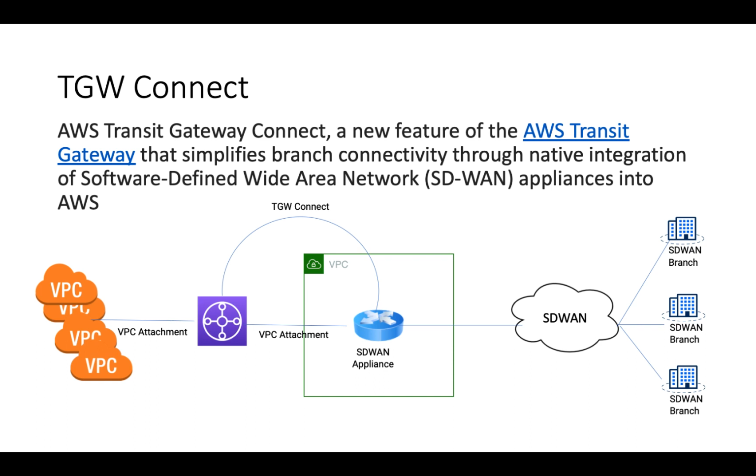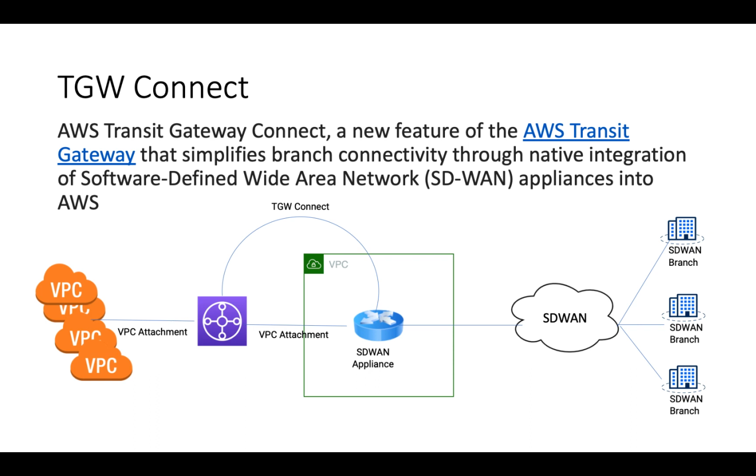What you see on the left hand side is a bunch of host VPCs where the applications and workloads are running. They are connected to the transit gateway over VPC attachment. And then there is a transit VPC where the SD-WAN appliance is sitting. For that SD-WAN appliance in the transit VPC, you can set up a TGW Connect to it.